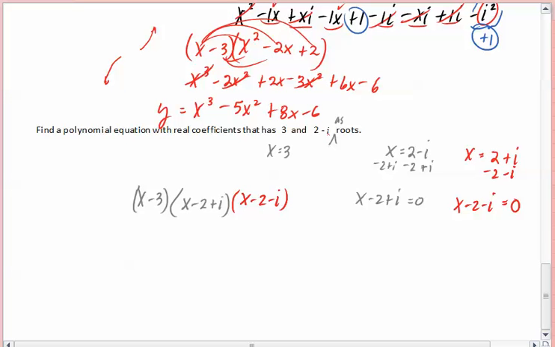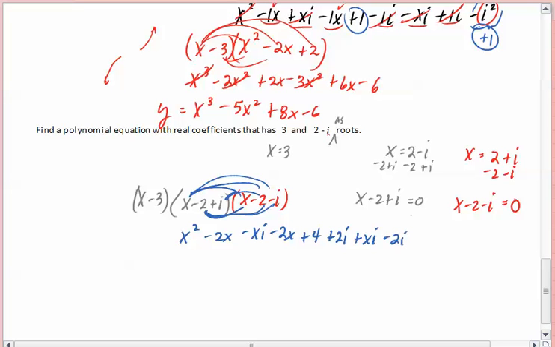Okie-doke. Let's take a look. x squared, I'm doing these first, right? Minus 2x. We know it's going to end in negative i squared, right? Okay, so there's that, and in a minute we're going to multiply through again by that. So we have x squared minus 4x.